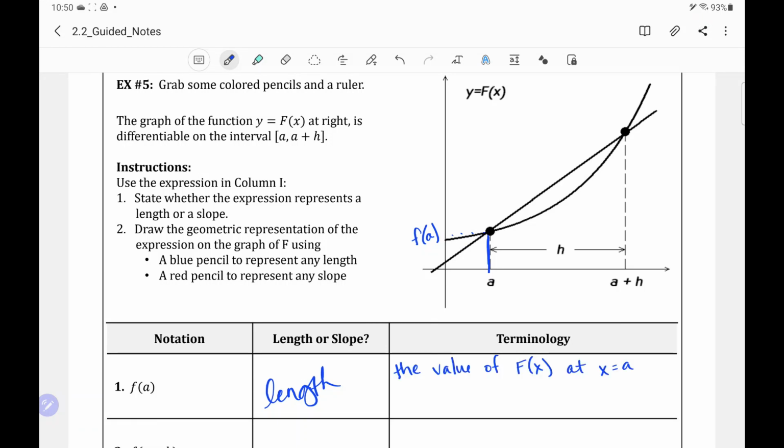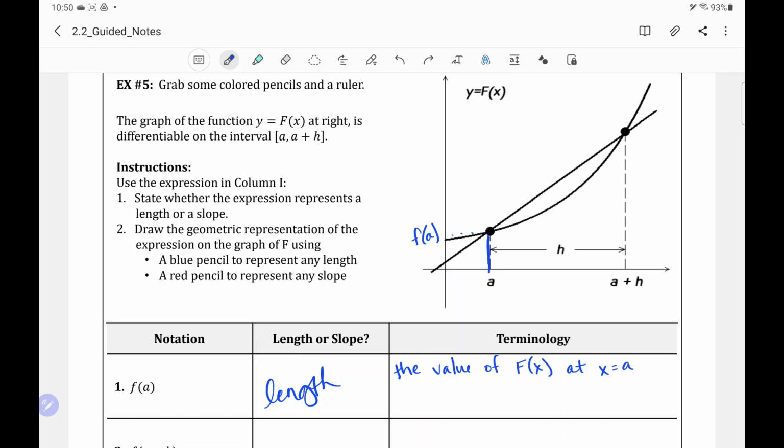There we go. The value of f of x at x equals a. Why am I using a capital F? Because that's what they used up here. No worries. The value of f of x at x equals a, it's a length. Okay? The main thing to notice is if you're asked for f of a, you're asked for the specific value.